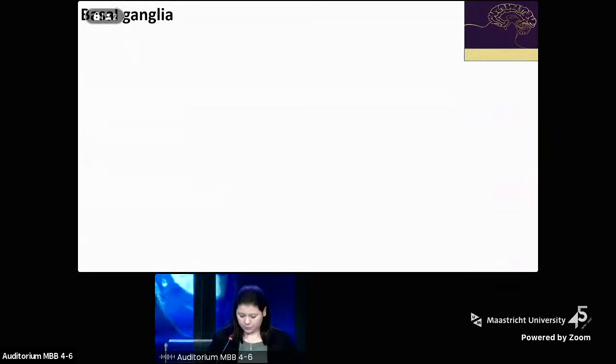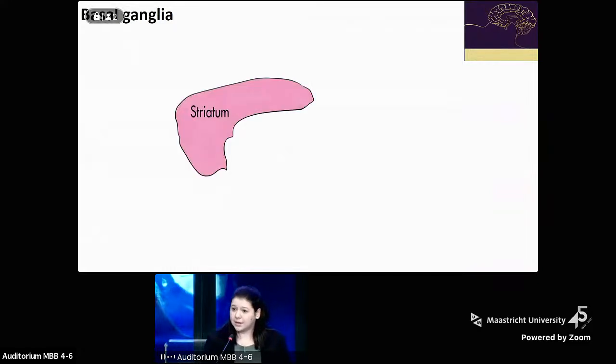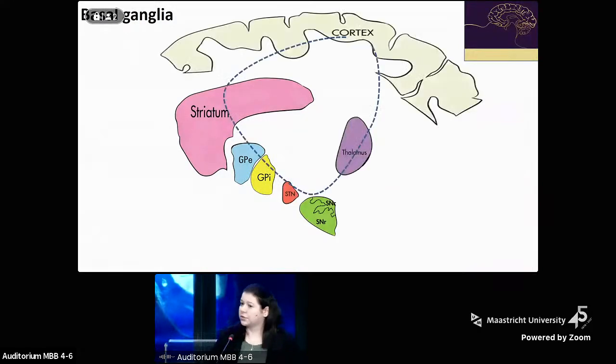So the main part of my thesis is focused on the basal ganglia. This is a structure that is located under the cortex, and it consists of the striatum, the GP divided into GP externa and interna, the substantia nigra also divided into pars compacta and pars reticulata, the STN, and the thalamus. The basal ganglia is related to movement, but recent research has also shown that it's related to cognitive and limbic processes.